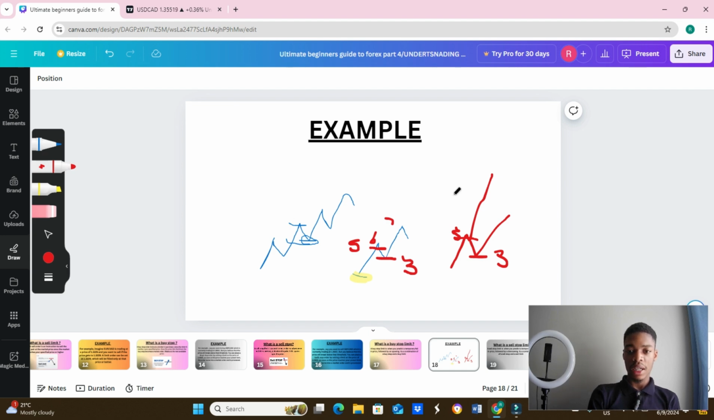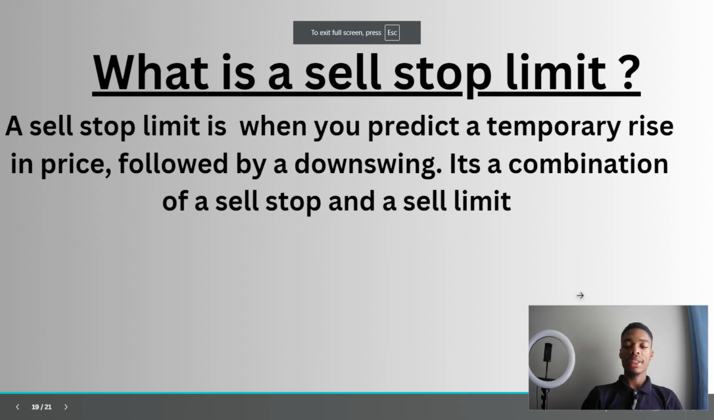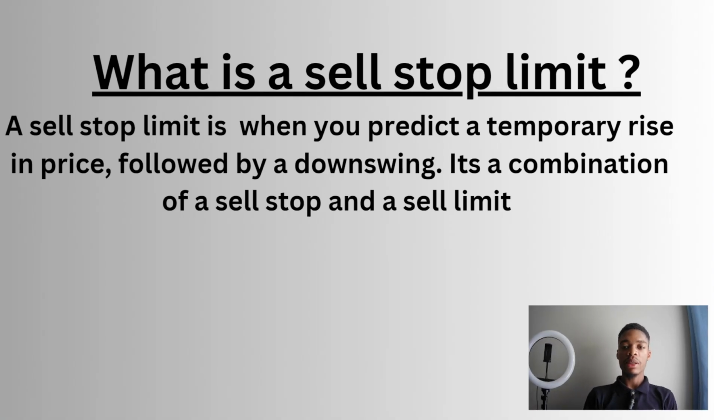Alright, so that's essentially what a buy stop limit is, and we're going to touch on a sell stop limit, which is basically the opposite of this. Alright, now what is a sell stop limit? A sell stop limit is when you predict a temporary rise in price followed by a downswing. So it's a combination of a sell stop and a sell limit.